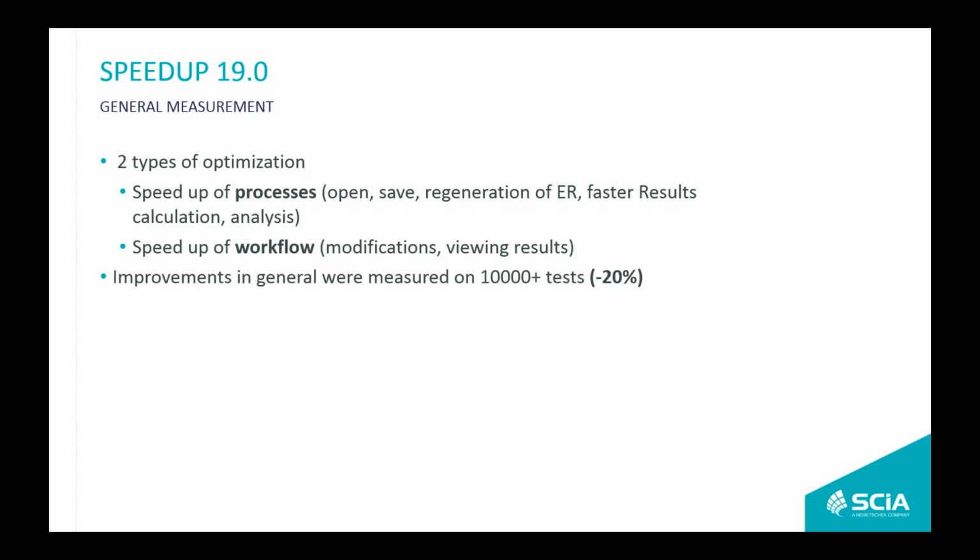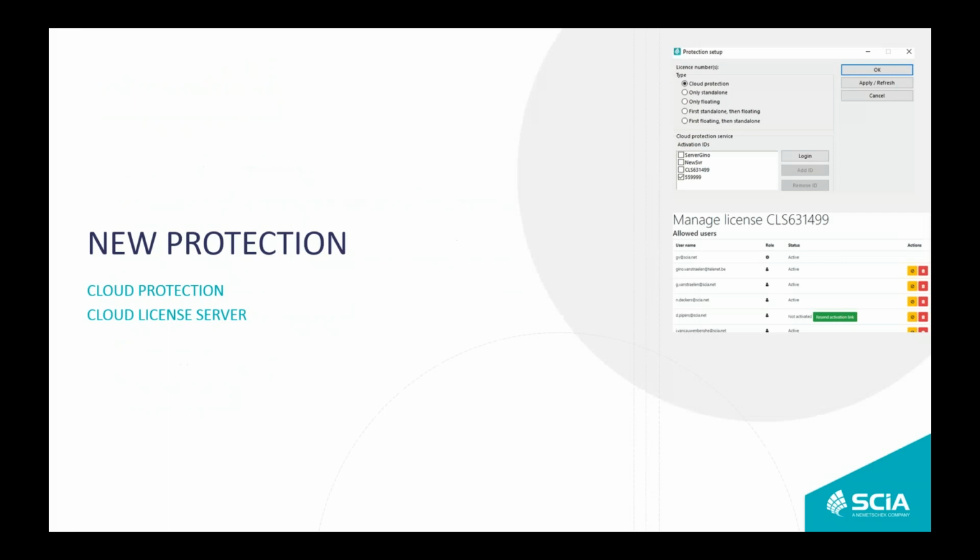And general improvements we measured quite extensively on more than 10,000 projects. In total, those projects were quite small, so most of these improvements that speed up, let's say, the results on 2D were not that impacted, but the impact still was noticeable, like 20%.